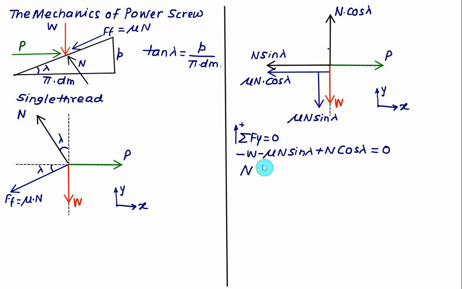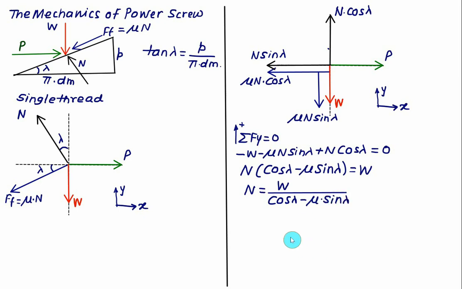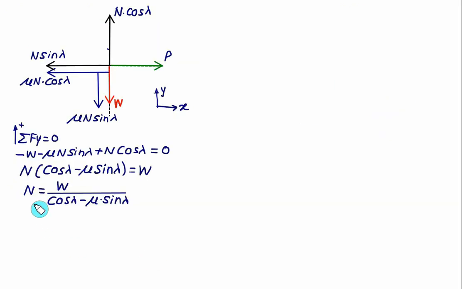So we have n into cos of lambda minus mu times sin of lambda. On the right hand side we'll get w. So we have normal reaction n equal to w divided by cos of lambda minus mu times sin of lambda. And then we'll apply sigma fx equal to 0 to find out the value of p. So we obtain the value of n equal to w divided by cos of lambda minus mu times sin of lambda.